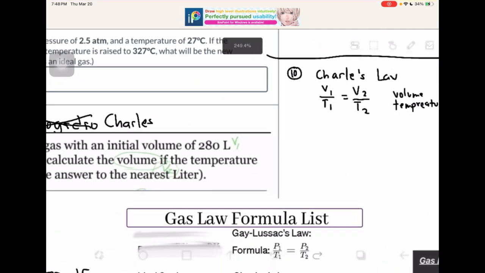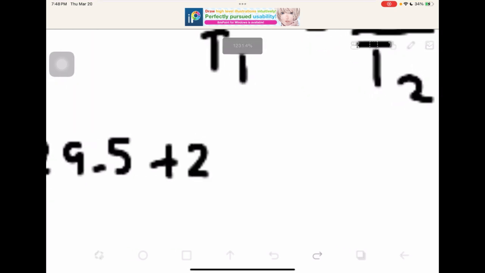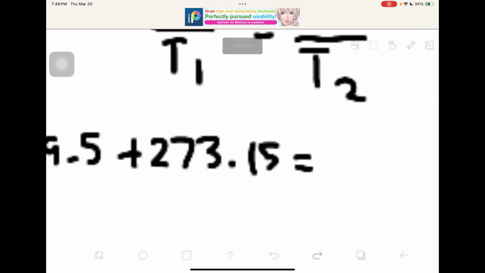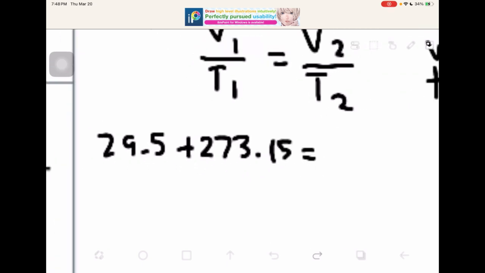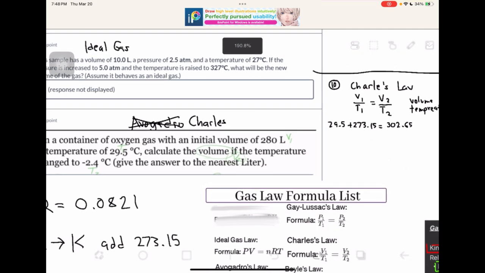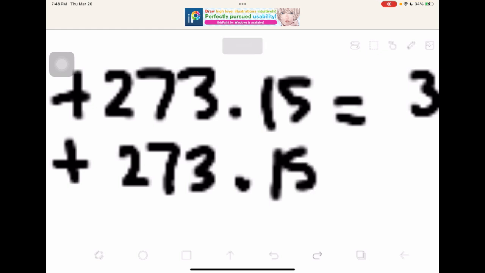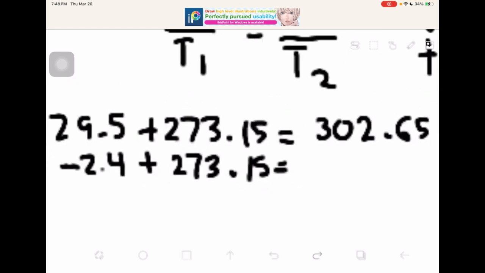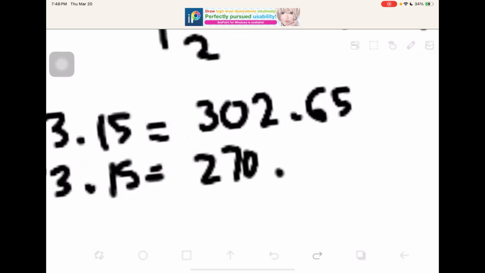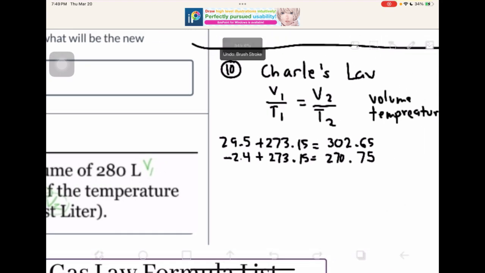First and foremost, let's convert our temperatures to Kelvin. So we got 29.5 C plus 273.15. Let's put it in the calculator. 29.5 plus 273.15 is equal to 302.65. Meanwhile, negative 2.4 plus 273.15. Let's do that. Negative 2.4 plus 273.15 is equal to 270.75.